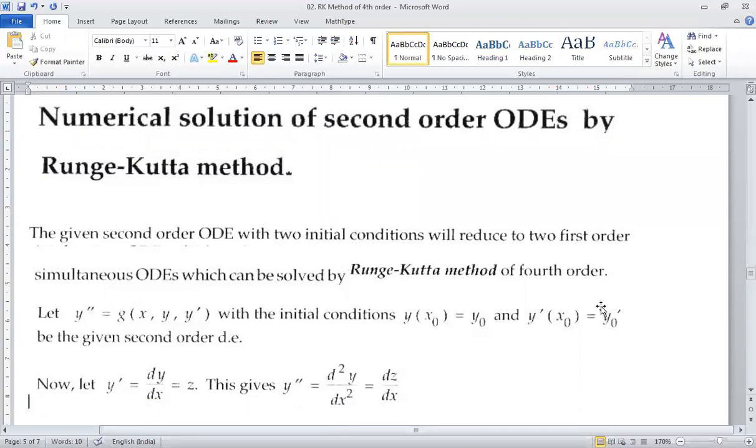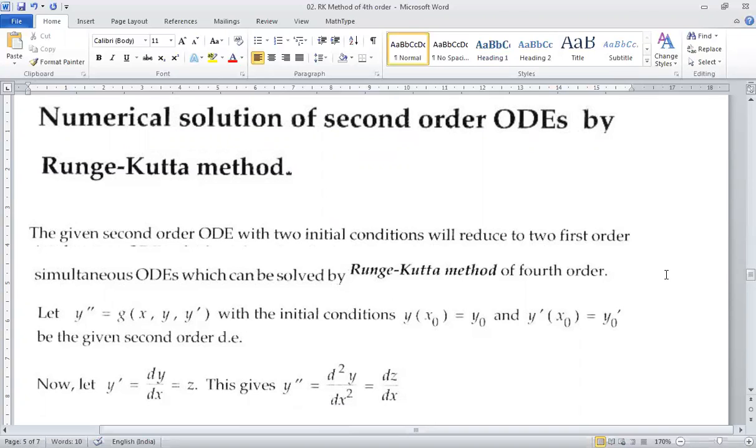Let y double dash is equal to g of x comma y dash be the second order ordinary differential equation with the initial conditions of y of x naught is equal to y naught and y dash of x naught is equal to y naught dash. Okay, so these are our two initial conditions.